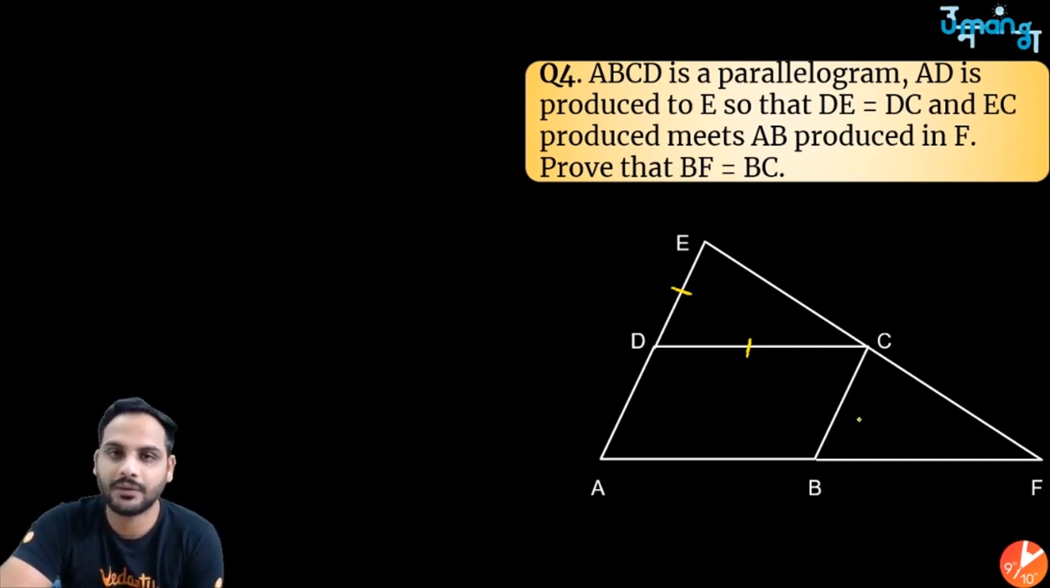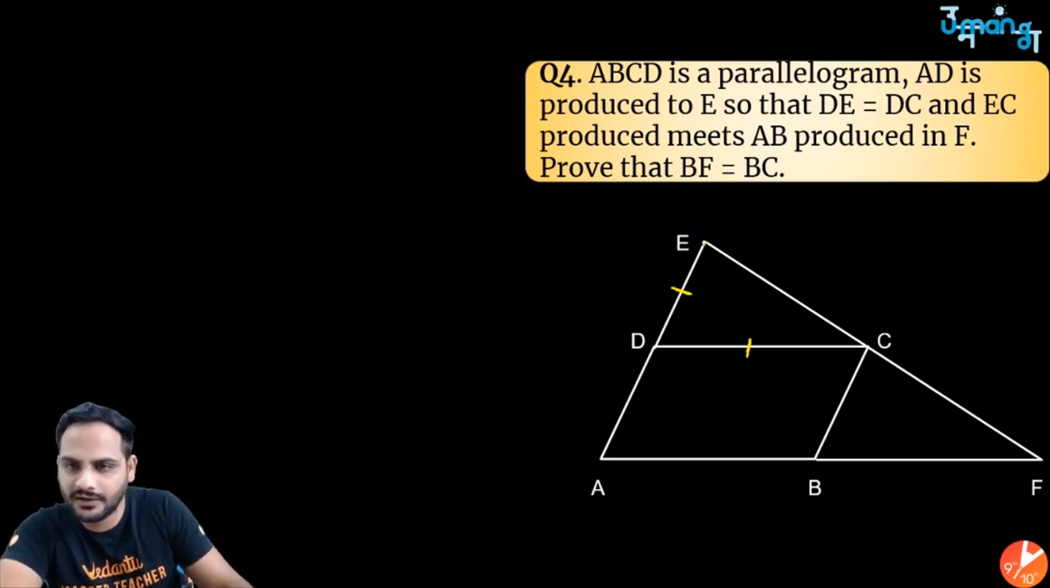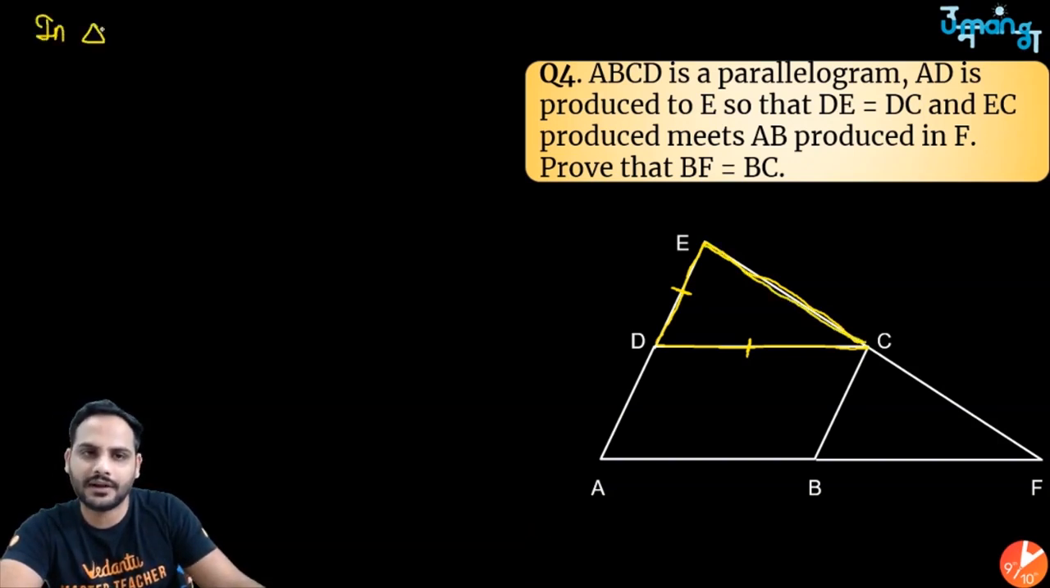ठीक है. अब ये वाला क्वेश्चन ध्यान से देखना, क्या बोला है देखो यार कि ABCD इज अ पैरेललोग्राम. एंड AD इज प्रोड्यूस्ड टू E सच दैट DE इज इक्वल टू EC. अब एक बात बताओ बेटा, अगर DE एंड DC आर इक्वल, तो सिर्फ और सिर्फ ना फोकस इन दिस ट्राइंगल DEC. इन ट्राइंगल DEC, भाई फर्स्ट थिंग DE इज इक्वल टू DC, ये दिया हुआ है.